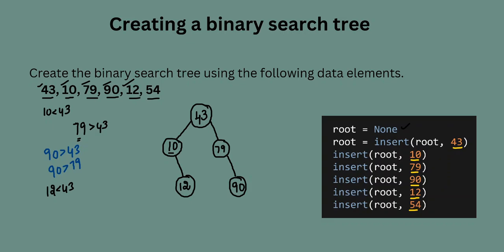And finally the last node key value is 54. So 54 is compared with the root node key value. 54 is greater than 43, so the insertion must take place on the right subtree. And again 54 is compared with 79. 54 is less than 79, so 54 will be inserted in this position. So this is how you can create the entire binary search tree.